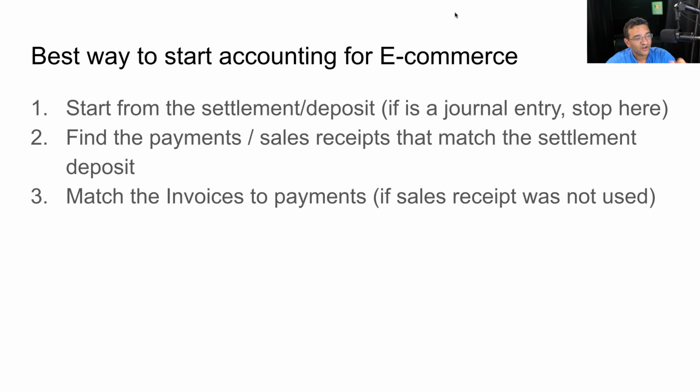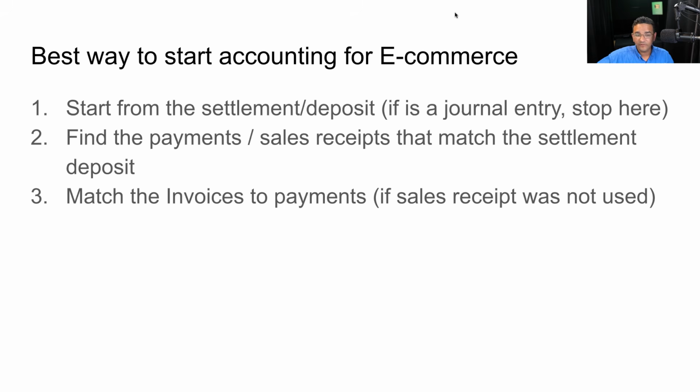So one is start from the settlement or the deposit, right? You need to know that the dollar amount that's in the bank is going to match your entry. If you do a single journal entry and you match it to the exact same cadence that Amazon pays, so that every 2 weeks, you can stop there.